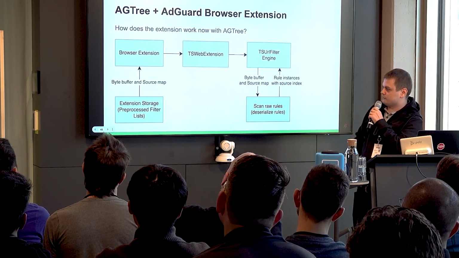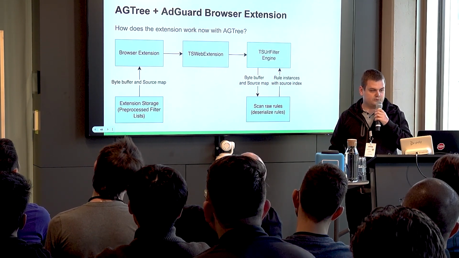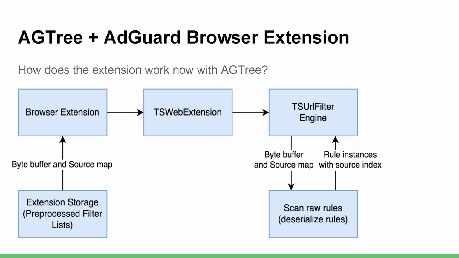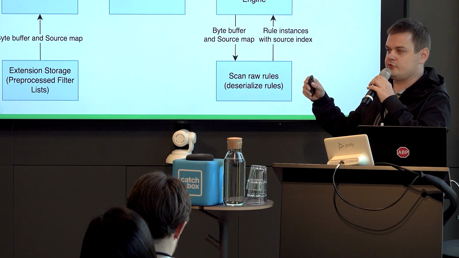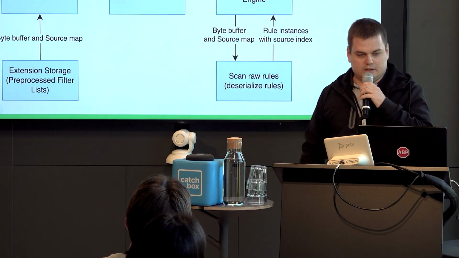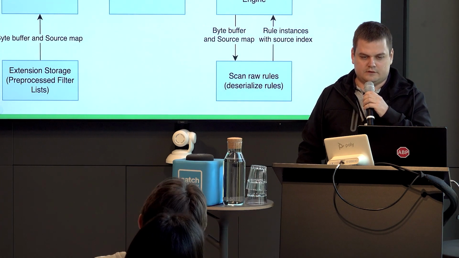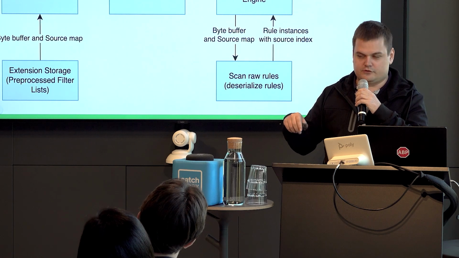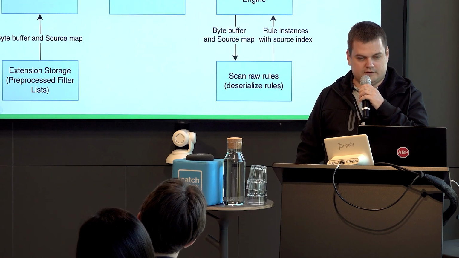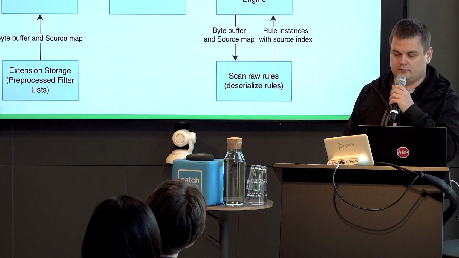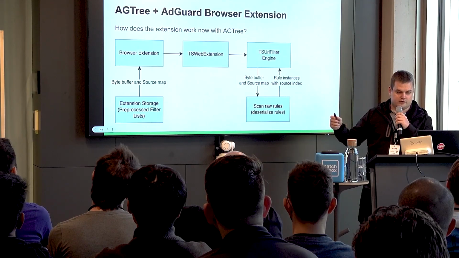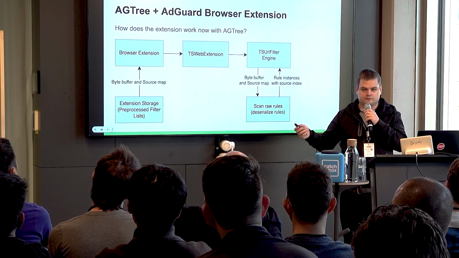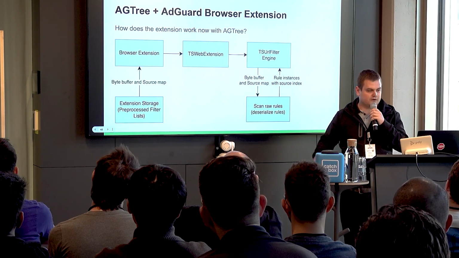This is how it works now. The new mechanism works as follows. When a filter list is downloaded, it's processed, and we store it as a so-called preprocessed filter list. I'll go into more detail on the preprocessed filter list in the next slide. But the key point is that this filter is already converted, and its associated AST has been serialized to binary format. So that's all we need.